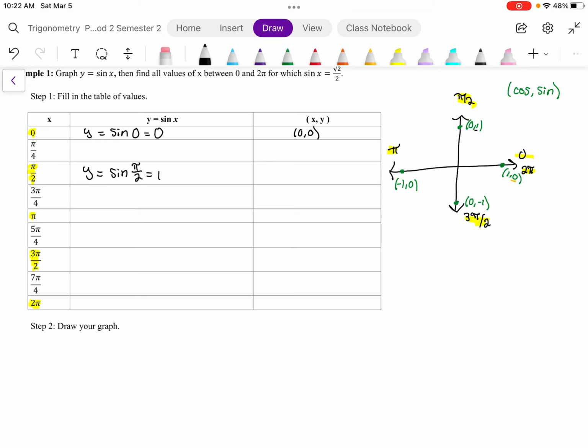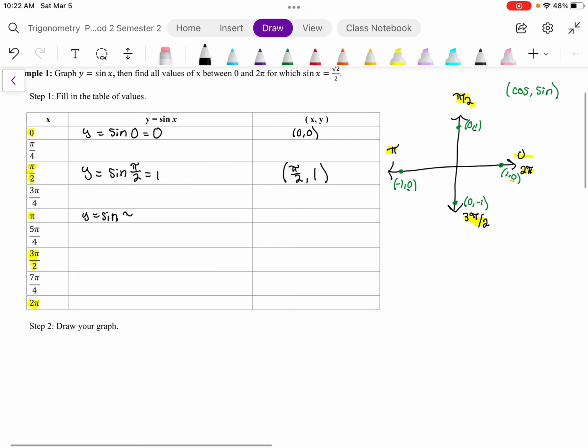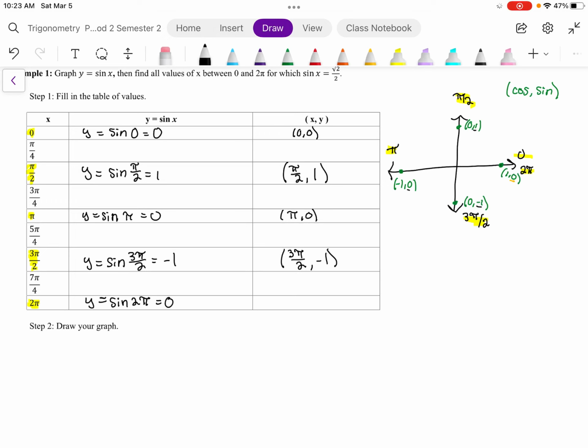So the sine of pi over 2 is going to be 1. The sine of pi is going to be 0, which gives us the coordinate point pi, 0. The sine of 3 pi over 2 is negative 1. And then the last one, the sine of 2 pi equals 0 again. So right away we have those 5 coordinate points.